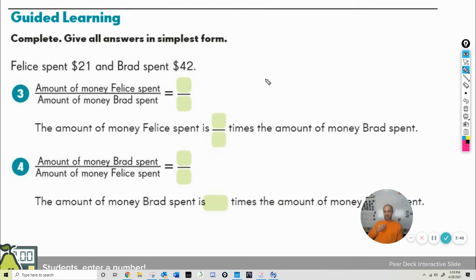All righty. Felice and Brad. Amount of money Felice spent. How convenient. Amount of money Brad spent. 42. The amount Felice spent is 21/42 times the amount of money Brad spent, or 1/2 times the amount of what Brad spent. Brad spent 42 to Felice's 21, or 2 to 1. The amount of money Brad spent is 2 times the amount of money that Felice spent. All right, pause and process if you need to.